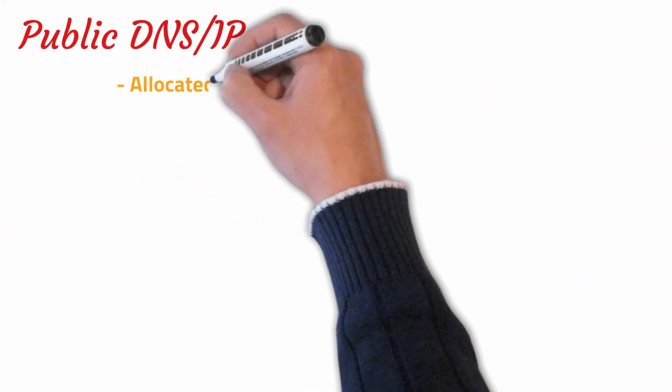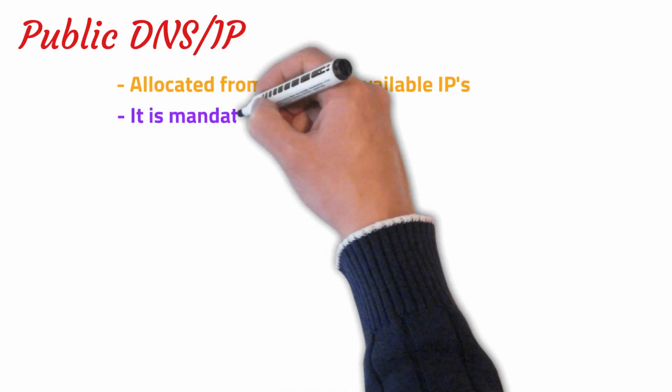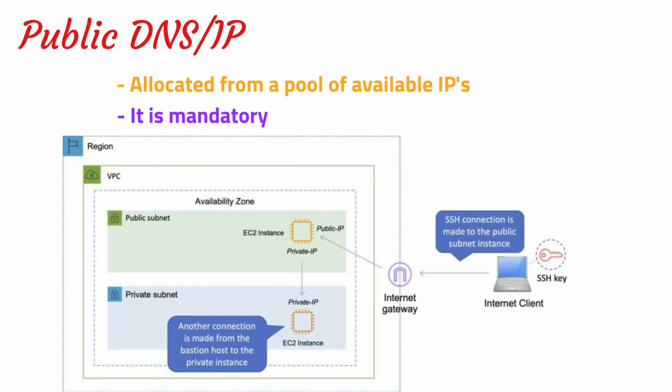We have public DNS or IP. It is allocated from a pool of available IPs, and it is mandatory, and lets you connect from anywhere around the globe to your EC2 instance.